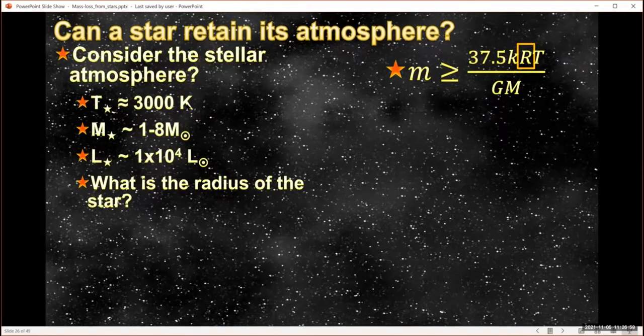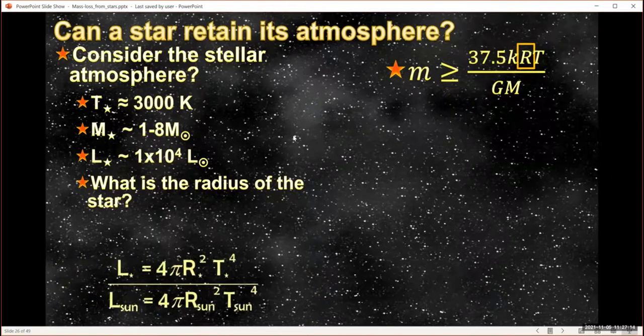So I've got a temperature of 3000 Kelvin. That's the typical temperature for an AGB star. The mass is going to start out as about 1 to 8 solar masses. And the luminosity is about 10 to the 4 solar luminosities. So from this, we can work out what the radius of the star actually is.